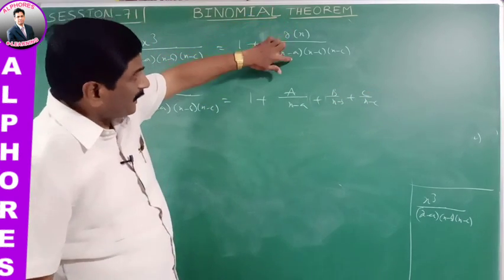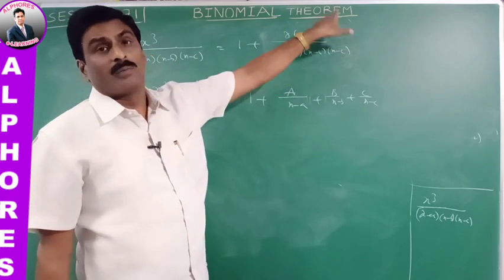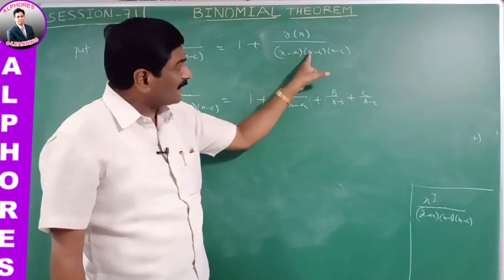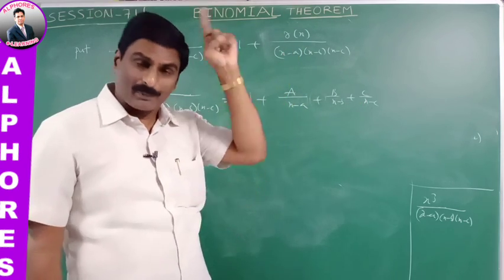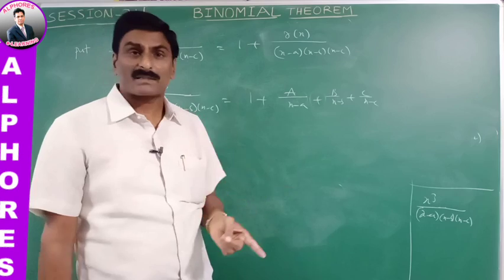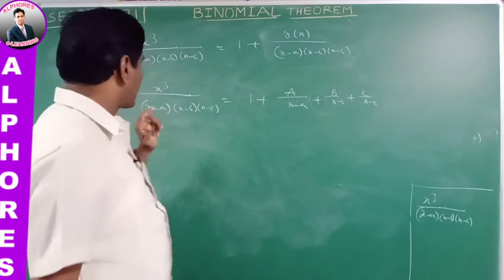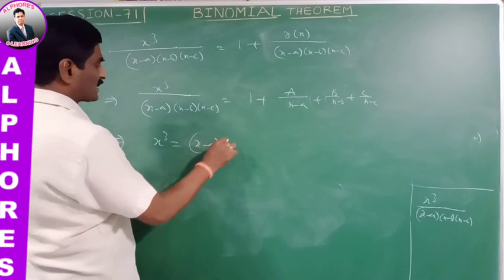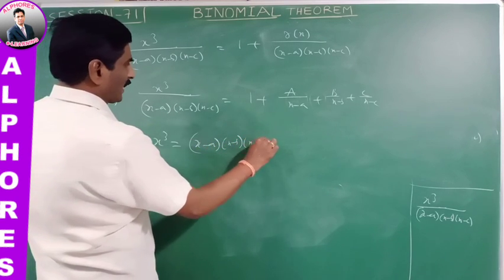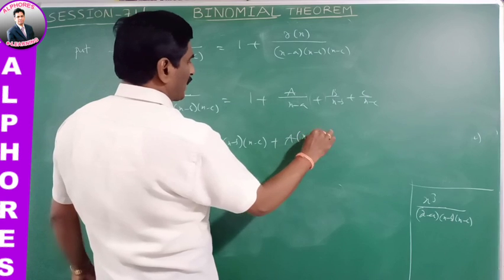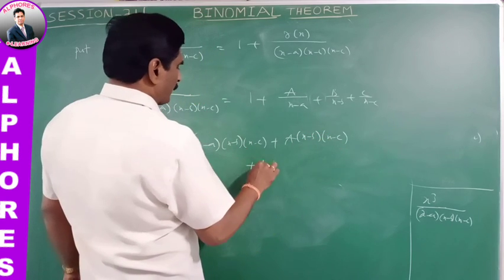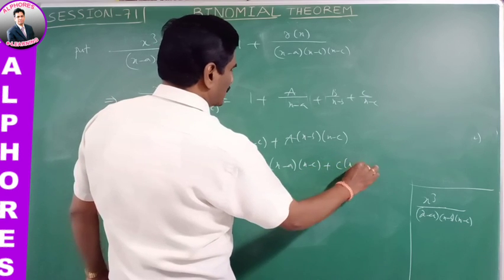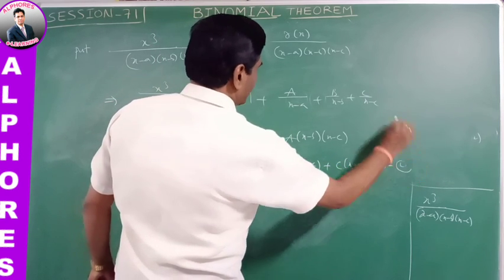Degree of r(x) must be less than the denominator's. It is proper, and a proper fraction can be resolved into partial fractions a by something, b by something, c by something. In this case, these are non-repeated linear factors, type 1: a by x minus a plus b by x minus b plus c by x minus c. After taking the LCM, it can be reduced into x cube is equal to a(x minus b)(x minus c) plus b(x minus a)(x minus c) plus c(x minus a)(x minus b). Say this is equation number 1.